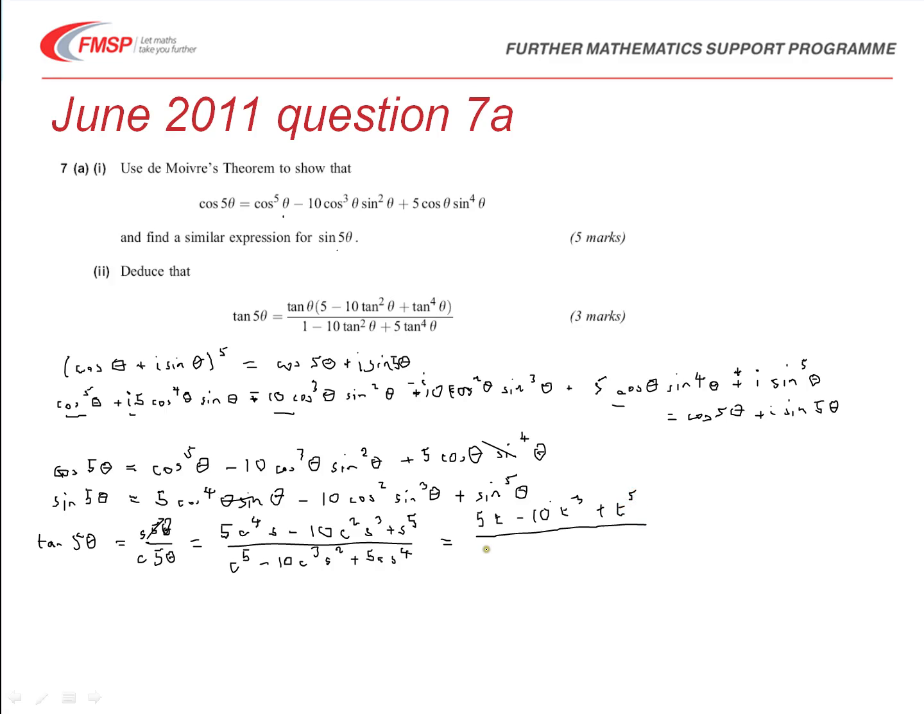And on the bottom we're going to get tan 1, because the cos to the 5th divided by cos to the 5th here. And then it's going to be minus 10, and it's going to be sine squared over cos squared left when we divide through, which gives us 10 tan squared. And then we're going to get plus 5, and again the cos will disappear and leave us with sine to the 4th over cos to the 4th, which is also tan to the 4. And then you can see we're home and dry.